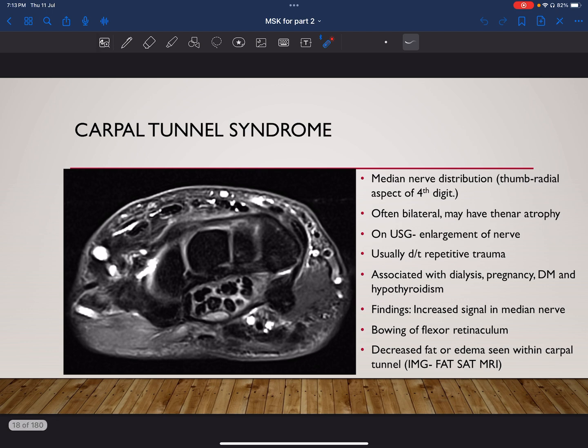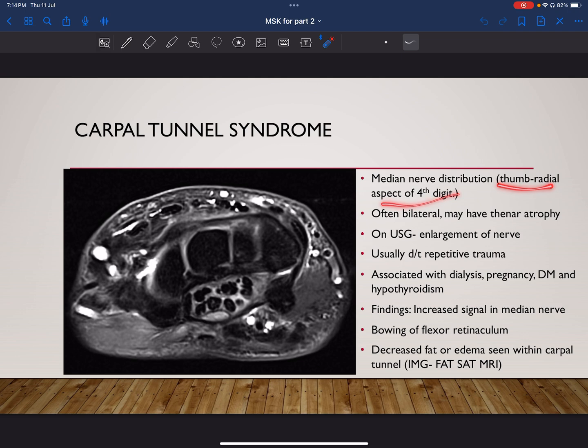Next, we have carpal tunnel syndrome. So here we can see this is a coronal fat sat MR, right? Fat sat MR, but there is edema around in the carpal tunnel. There is also bowing of the flexor retinaculum. Okay, so median distribution is involved because the median nerve is involved.